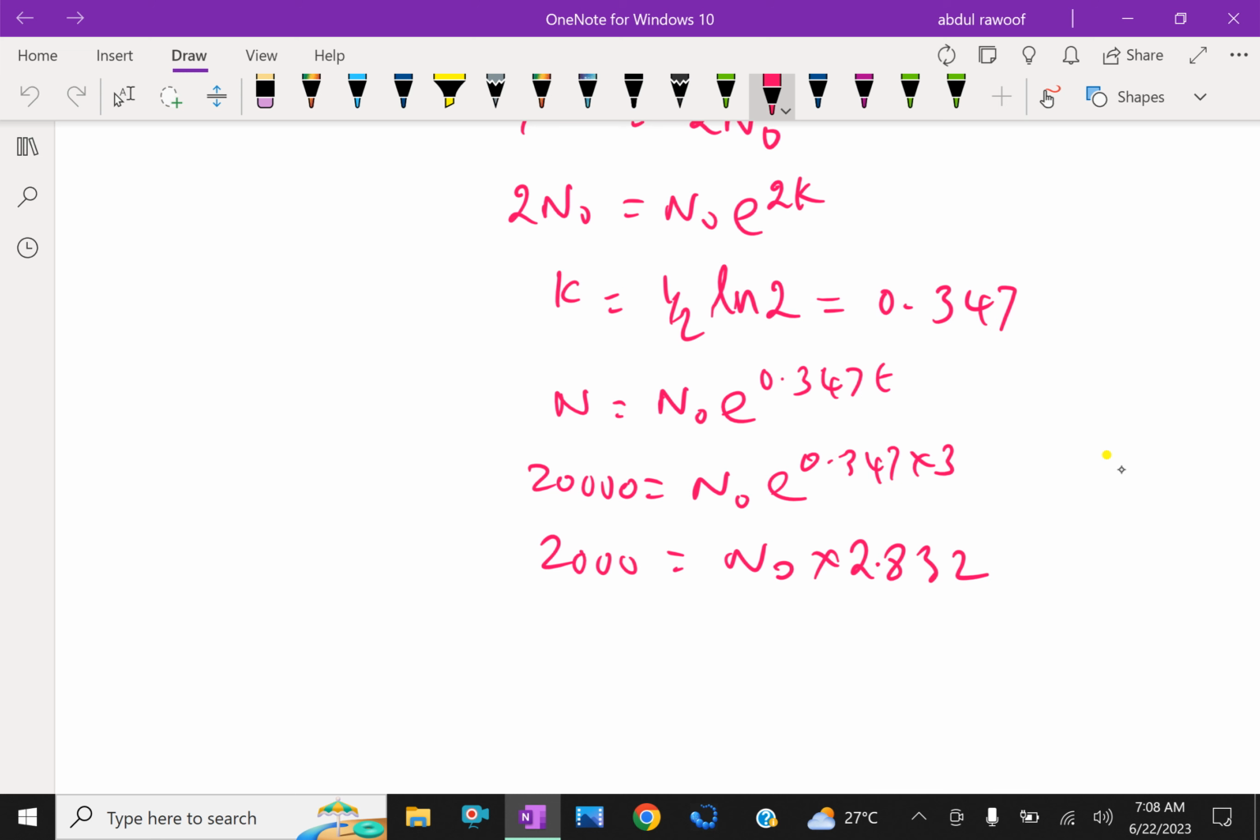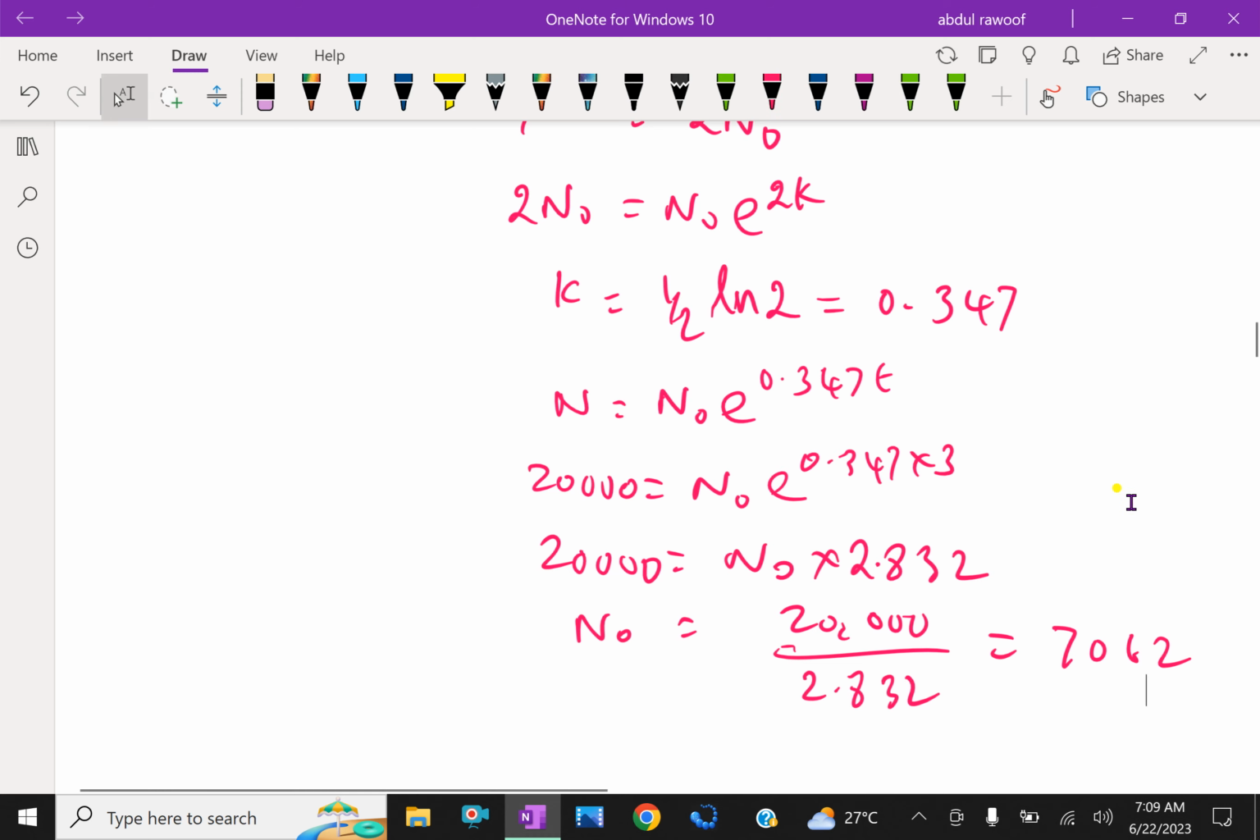2.832. Therefore n0 equals 20,000 over 2.832, which gives approximately 7062.